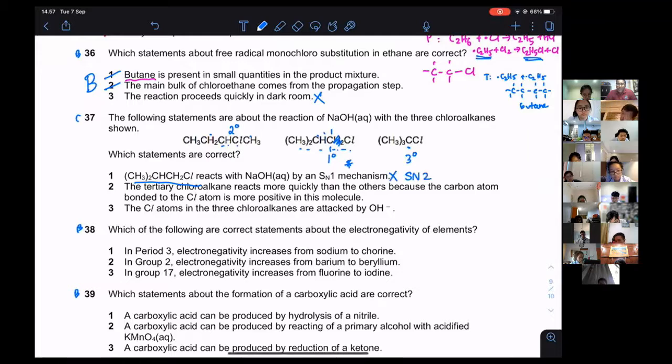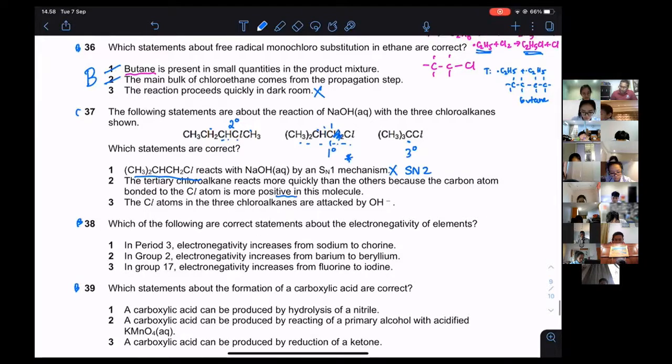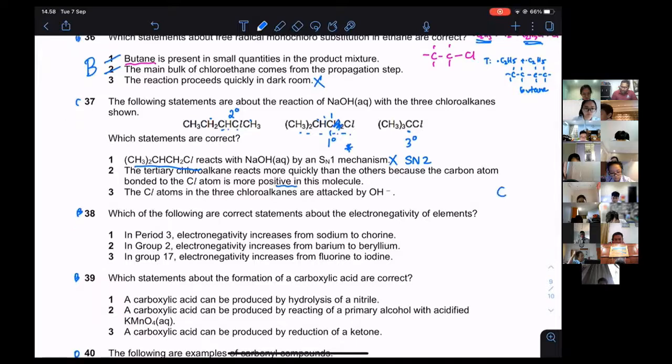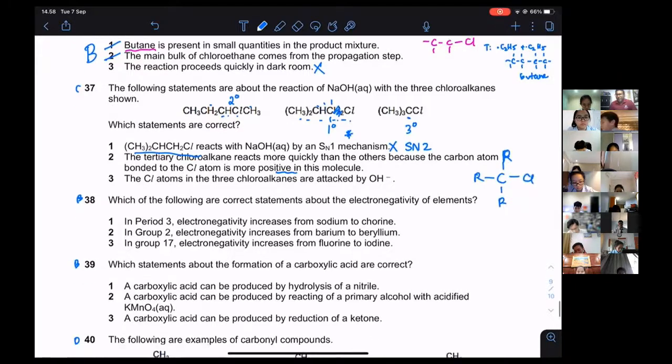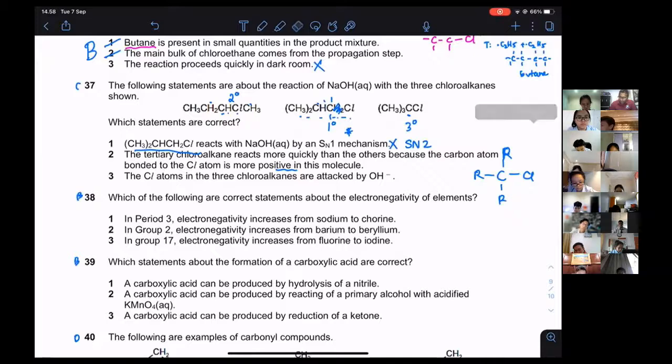Now, the tertiary chloroalkane reacts more quickly than the others because the carbon atom bonded to the Cl atom is more positive in this molecule. The answer is wrong. Why? Because you see, if you have a carbon atom and then you have one R group, another R group, another R group, you have Cl. I know that tertiary will form a carbocation. So of course, they will form this positive over there. And I know the R groups are electron donating groups. So when they donate electrons, the electrons will come here.